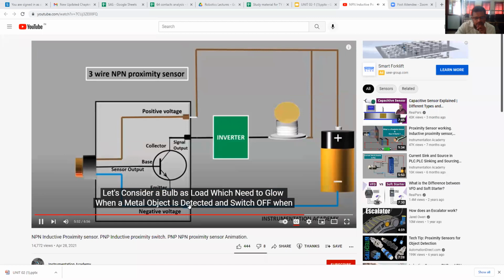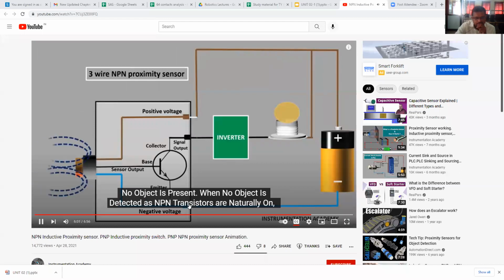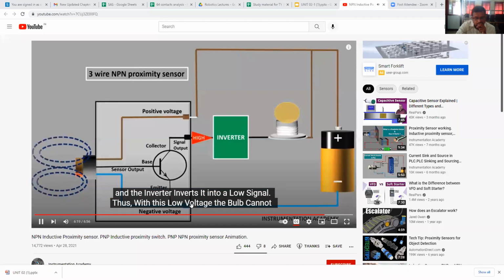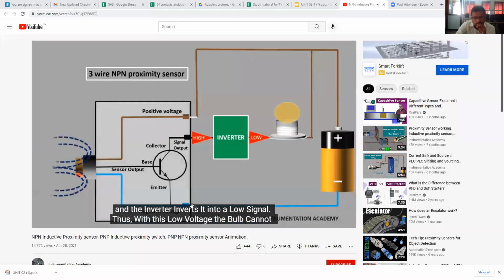Let's consider a bulb as a load which needs to glow when a metal object is detected and switch off when no object is present. When no object is detected, as NPN transistors are naturally on, they emit a high signal on the signal line that has a voltage just above the voltage fed into the positive voltage pin, that is the brown pin. This high signal is fed into the input of an inverter, and the inverter inverts it into a low signal. Thus, with this low voltage, the bulb cannot be powered on.